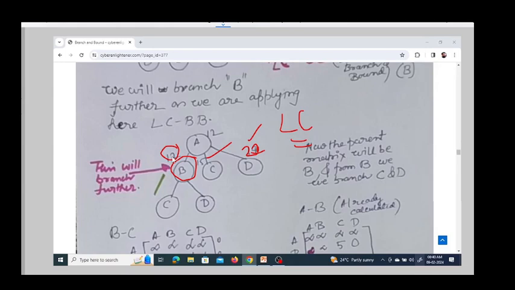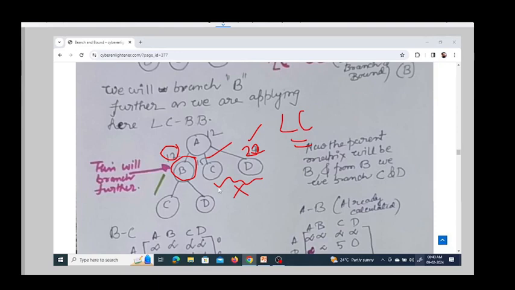Only this 12 will be expanded, because this is the minimum, the least cost, so this will be expanded further. No more here, this will be deleted. No further expansion will happen for C and D, only B.